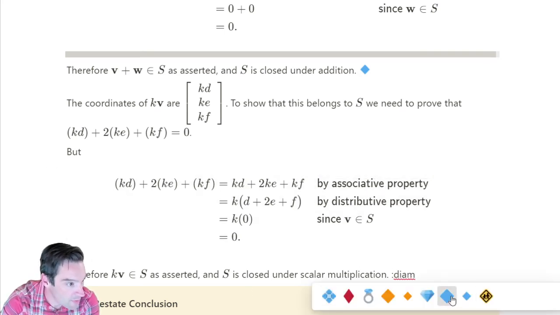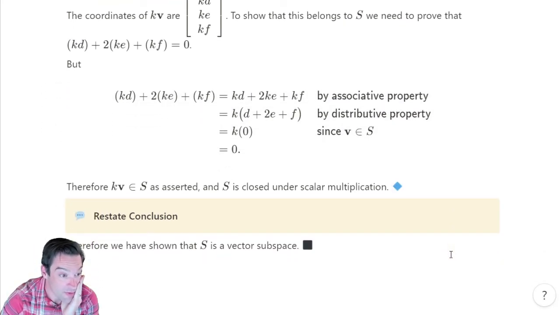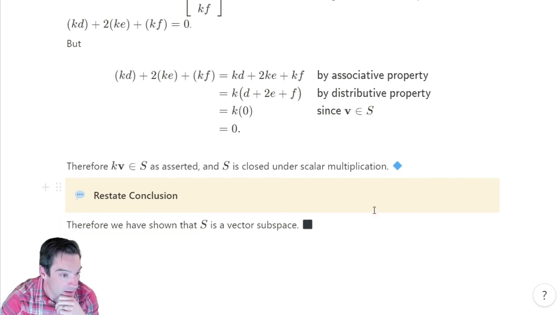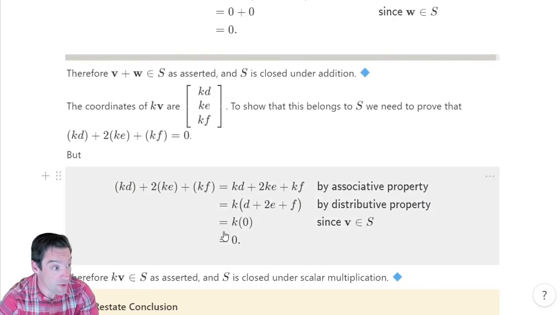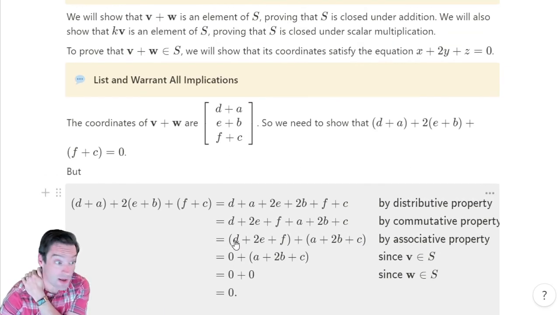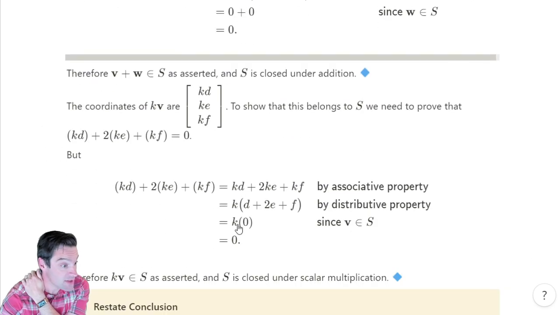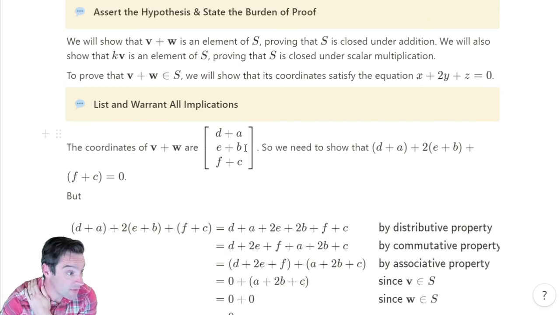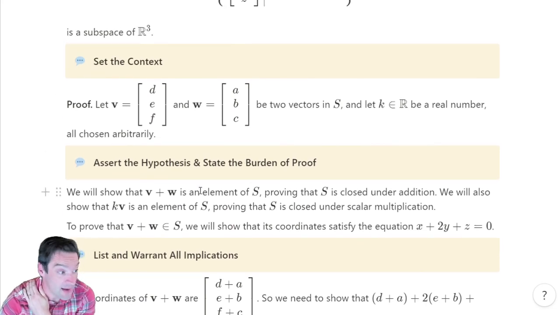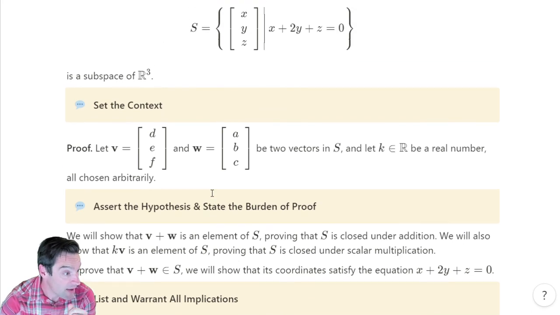I'll put our little intermediate diamond in there to show that this assertion has then been established. And therefore, we have shown that S is a vector subspace. Right? Because all that's required in order to be a vector subspace is that our set is closed under addition and it's closed under scalar multiplication. In other words, that for any arbitrary selections of two vectors v and w and constant k, that v plus w belongs to S and that k times v belongs to S.